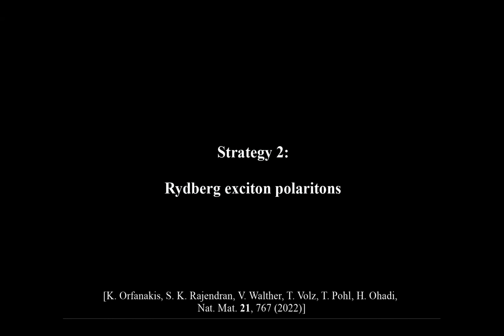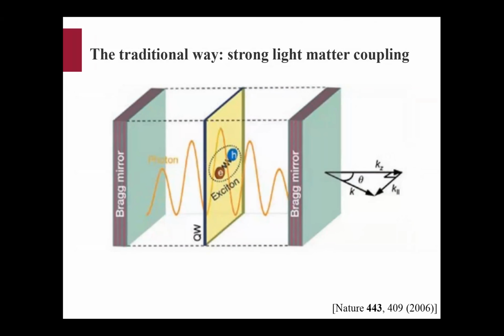Okay, so now the second strategy. This was one way of producing correlated photons in the presence of lots of loss. The more traditional way, which I will just briefly discuss, is one where you couple the Rydberg states strongly to light. In fact, that's the traditional way: the very small correlations in gallium arsenide were detected by making very good cavities and then integrating for a very long time, translating the small interactions of excitons into correlations in the photon field.